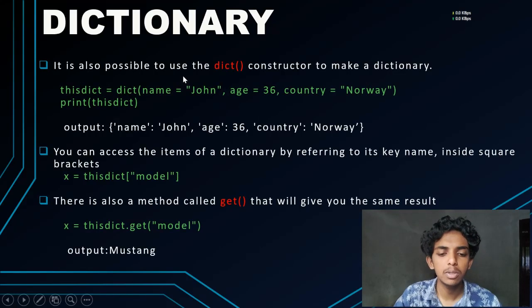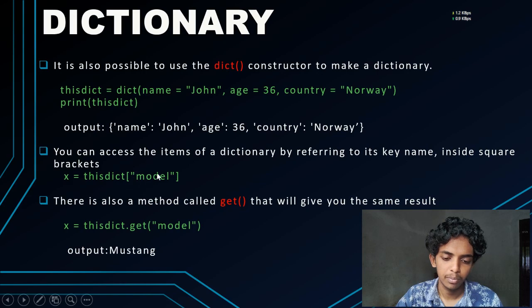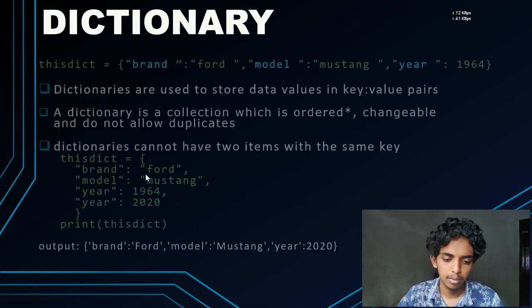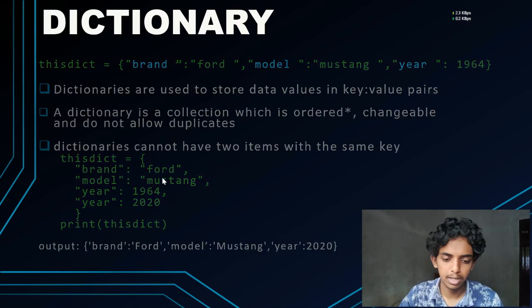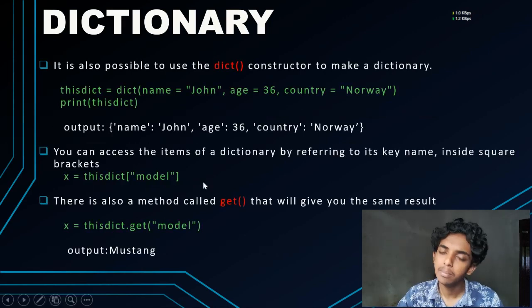It is also possible to use the dict constructor to make a dictionary. If we want to create a dictionary, just use this dict constructor. You can access the items of a dictionary by referring to its key name inside square brackets. Here we are getting the model. In the previous slide we know the model is Mustang. So the output will be Mustang.